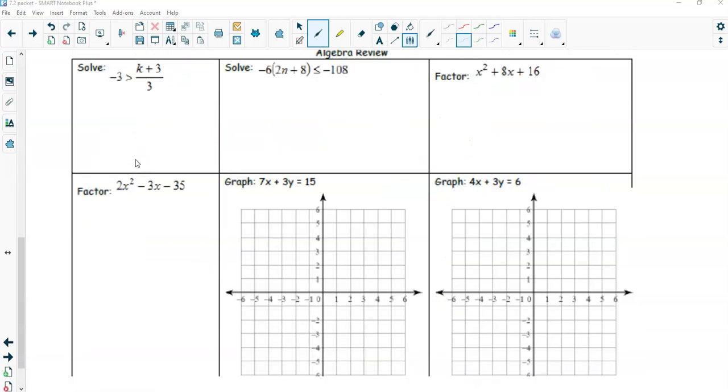Okay, here is some algebra practice or an algebra review. Remember, we're solving this inequality. It says negative 3 is greater than the sum of k plus 3, divided by 3. Well, basically, to solve, you want to get rid of this one first, so you multiply by 3 on both sides. So 3 times negative 3 is negative 9. It's greater than k plus 3. Subtract 3 from both sides, so negative 9 minus 3 is negative 12. So negative 12 is greater than k, or k is less than negative 12.